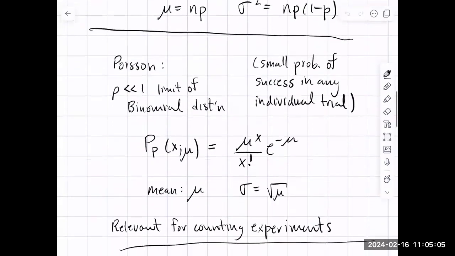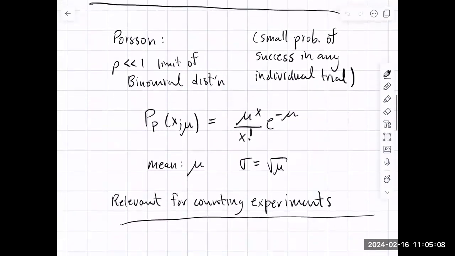Then what we did is we used the binomial distribution to derive the Poisson distribution. The limiting case that we were interested in is when the probability of success is very low. We were able to do a series of approximations, which led to this Poisson distribution, which has this form of mu to the x, e to the minus mu, all divided by x factorial. What we found is that the mean and standard deviation are characterized by a single parameter, mu. So the mean is mu, and the standard deviation was the square root of mu.